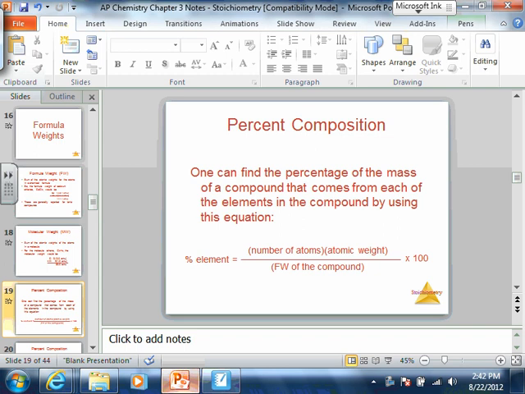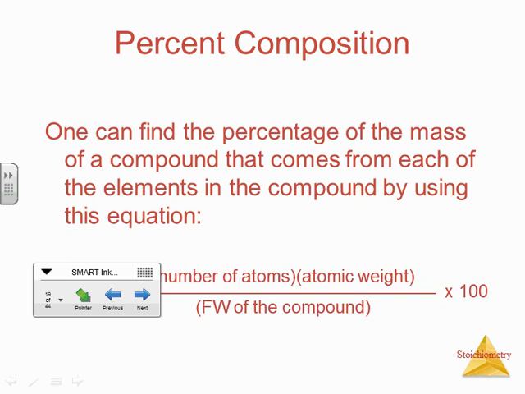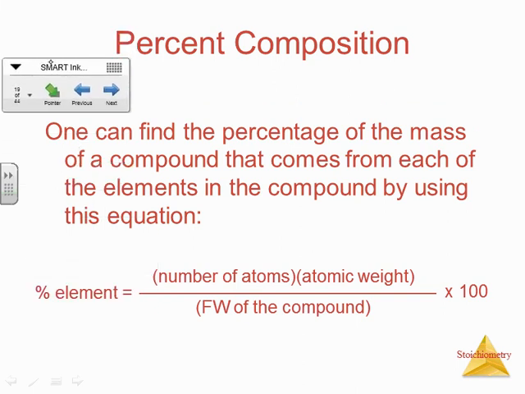Let's talk about percent composition now. Percent composition comes from the idea of formula weights. Once you know the mass of the entire compound, then you can compare the parts of that compound and figure out what the percentage by mass is for each of the different elements. So this is just a basic percentage problem. Percentage of the element equals the number of atoms times the atomic weight divided by the formula weight of the compound, and then times 100.